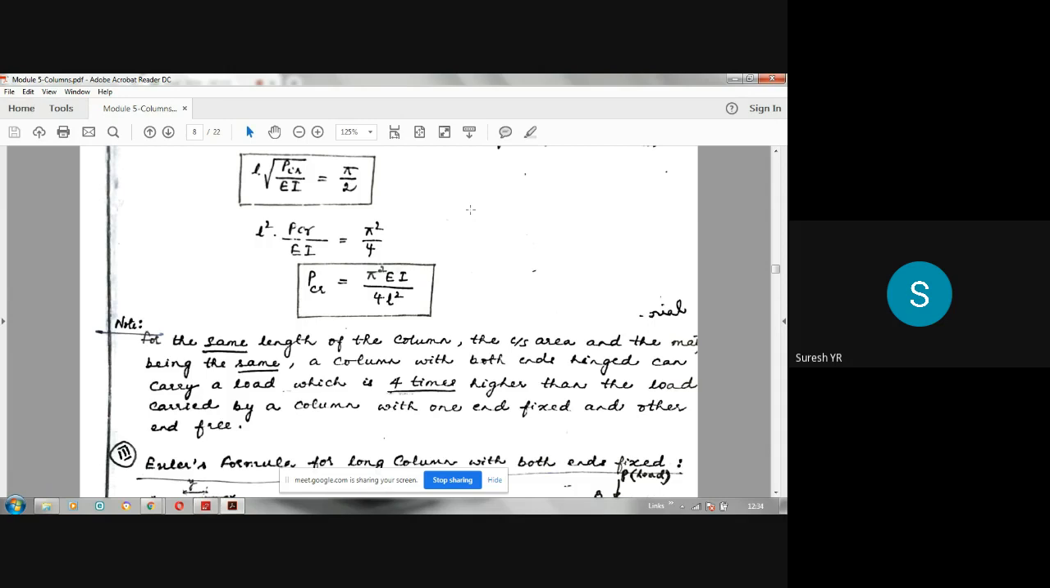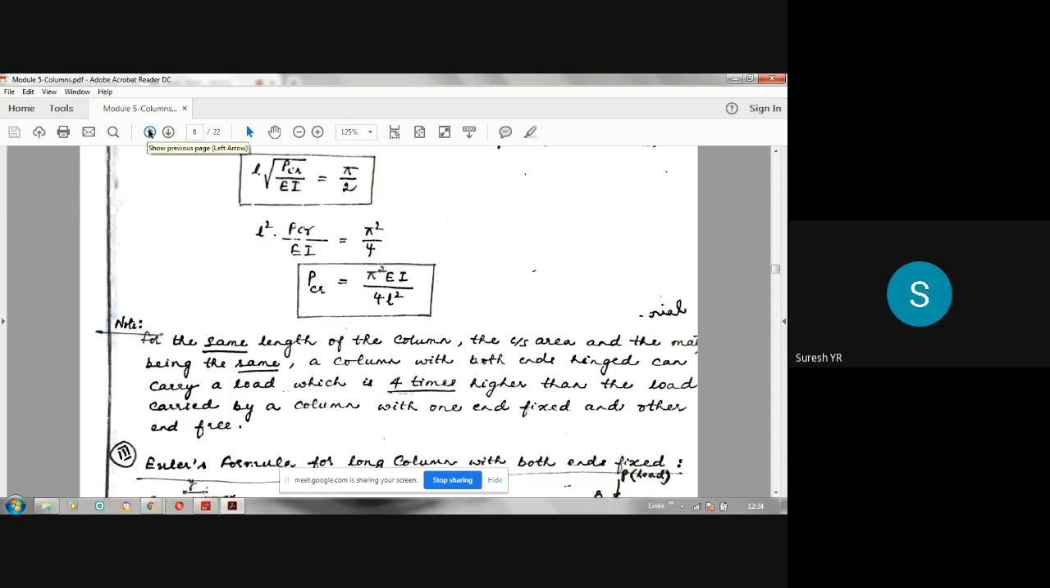That is why I have written one sentence here. Note: for the same length of the column, so L remains the same, and the cross section and the material being the same, so I remains the same and E remains the same, a column with both ends hinged can carry a load which is 4 times higher than the load carried by a column with one end fixed and the other end free. This is actually 1/4 of what you got for the both ends hinged case.